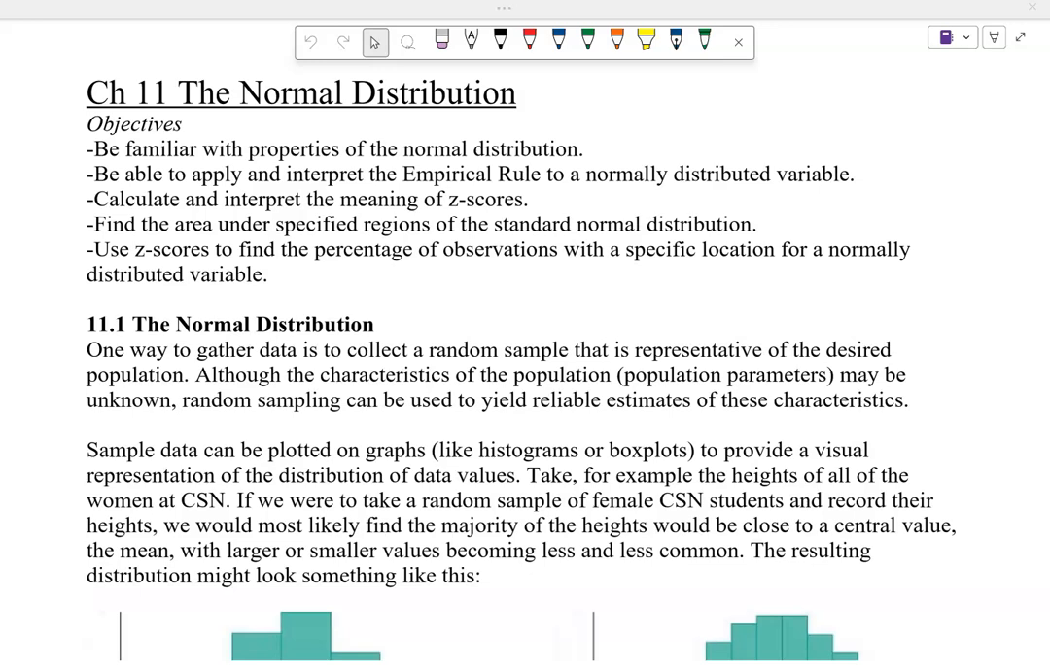Welcome back to your favorite Fundamentals College Math class. We'll take a look at the normal distribution today. So, we'll be familiar with those properties as well as get into the empirical rule.